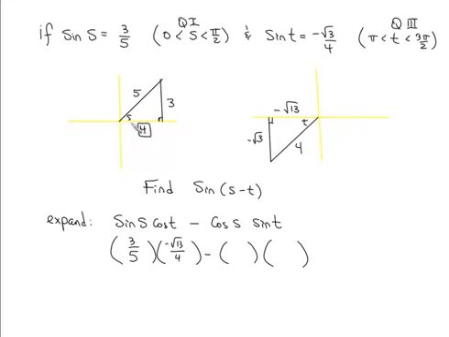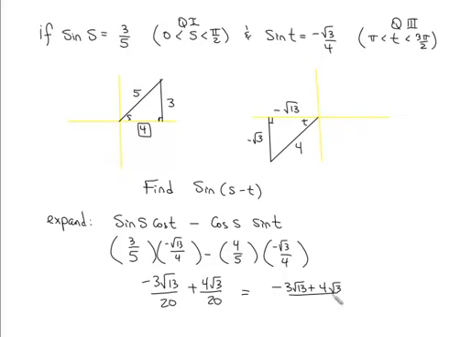Cosine of s, go back to the s picture, cosine is adjacent over hypotenuse, 4 over 5. Sine of t is opposite over hypotenuse, negative radical 3 over 4. So again, that came from the t picture. So now we're going to multiply across and we get negative 3 square root of 13 over 20 plus, because we have negative times negative, 4 square root of 3 over 20. We already have a common denominator, so this becomes negative 3 square root of 13 plus 4 square root of 3 over 20. This is the value of sine of s minus t in this case.